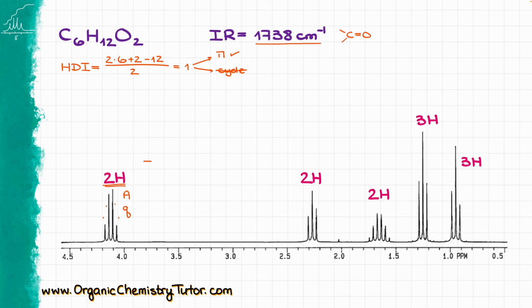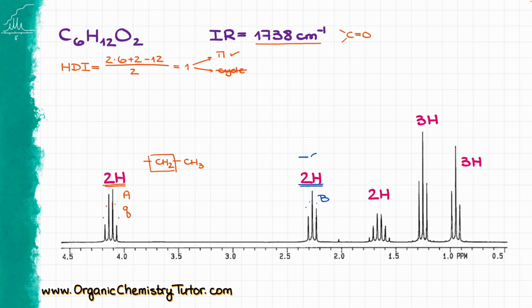Two hydrogens means that it is most likely a CH2 group, and quartet means that we are next to three neighbors, which means that we are most likely next to a CH3 group. The next signal is going to be two hydrogens, so let's call it signal B, and that is 1, 2, 3. So it's two hydrogens, which is a triplet.